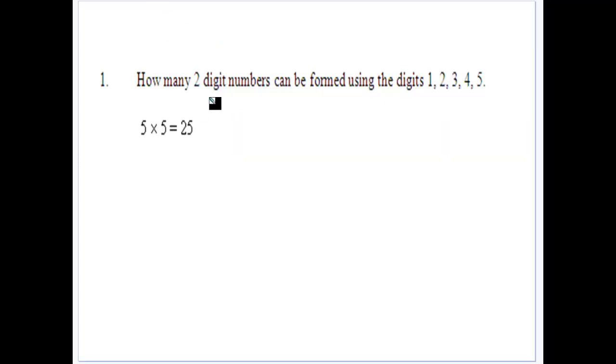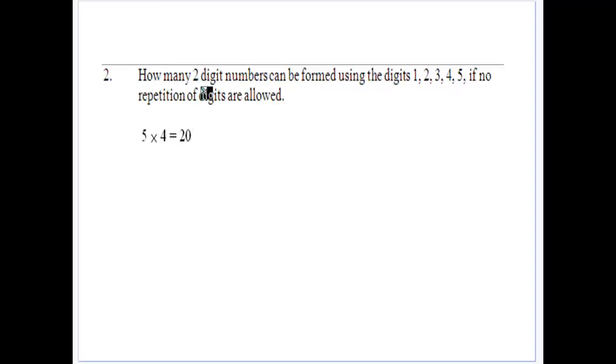If we had 2-digit numbers being formed by the digits 1, 2, 3, 4, 5, how many 2-digit numbers could you have? If repeats are allowed, we'd have 25 different numbers we could form with those 5 digits, because you get 5 in the first and 5 could be in the second. In this one we've got the same idea, but if no repetition of digits is allowed, we have 5 that can be in the first digit, but then they can't be repeated, so we've only got 4 to choose from for the second digit. So it gives us 20 all up.